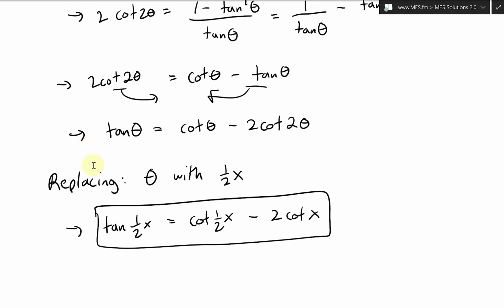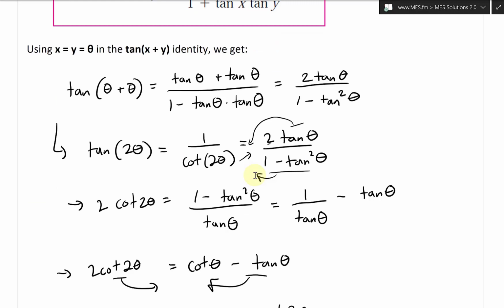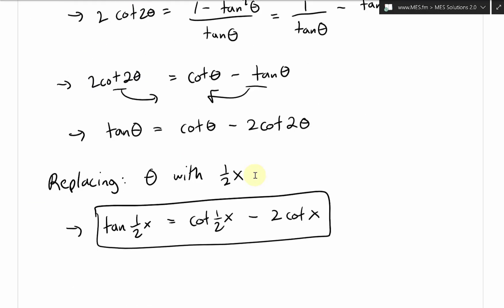And this is our answer. We could just double check. So tan 1/2 x, and then cotangent 1/2 x, and then minus 2 cotangent x. So it doesn't have a 1/2 there, but it's a 2 there. And that's exactly what we have right here. So that's a check mark there.